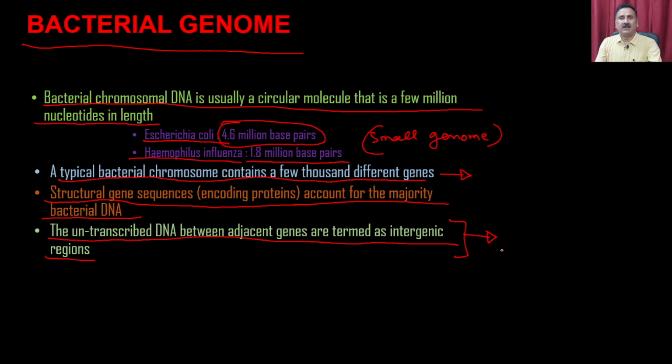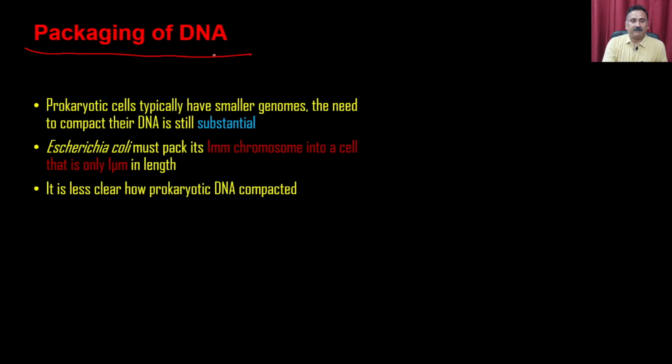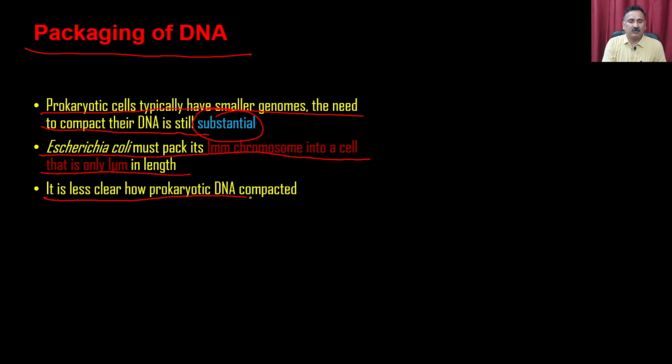Then since you have the DNA, you have to pack this DNA into a chromosome so that you can make the structure very compact. So, packaging of DNA. Prokaryotic cells usually have a smaller genome, but the need to pack their DNA is still substantial. You know that bacteria are a few microns in size, so their DNA is relatively very big, so it has to be compacted. E. coli must pack its 1 mm chromosome into a cell that is only 1 micrometer in length. It is less clear how prokaryotic DNA is compacted, but it is packed into a small structure within the cell.